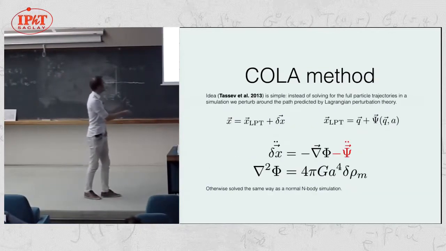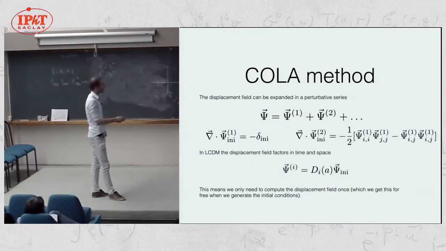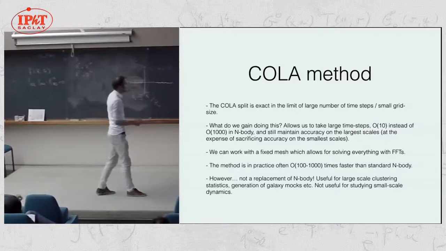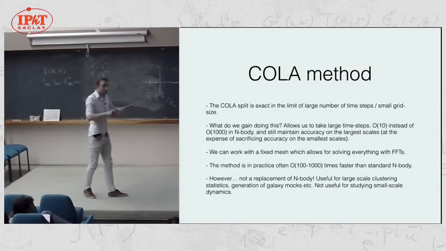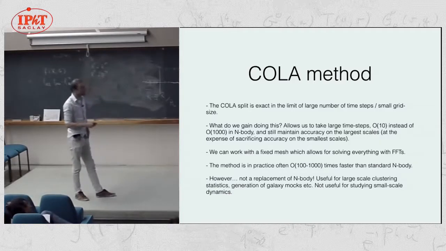So why do we do it this way? What's the advantage of doing it this way? It is just a mathematical rewriting of the equations, because the split is exact if you use a large number of time steps, a small grid size, etc. But the gain of doing this is that if you're only interested in large-scale evolution of your density perturbation, it allows you to take very large time steps in these simulations.